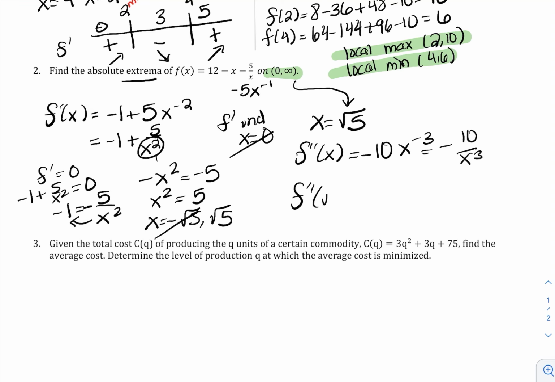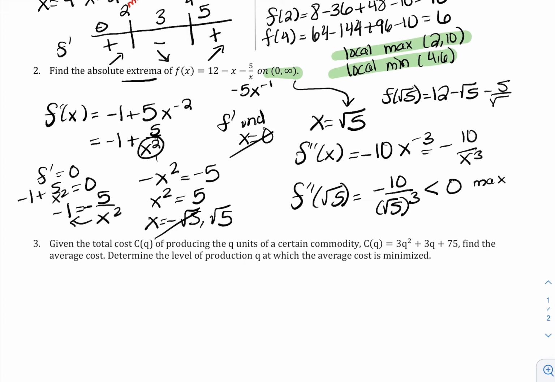And then I'm going to plug in the square root of 5. So I'm going to have negative 10 over the square root of 5 cubed. And again, I don't need a calculator for that because I don't care what the number is. I just care whether it's positive or negative. So it's a negative 10 over a positive number, so it will be less than 0, which means it's a max. And because it's the only max, it becomes an absolute max. So the last thing is I need to find the y for it. So f of square root of 5. I'm going to have 12 minus the square root of 5 minus 5 over the square root of 5. So just be careful with that when you're doing that.